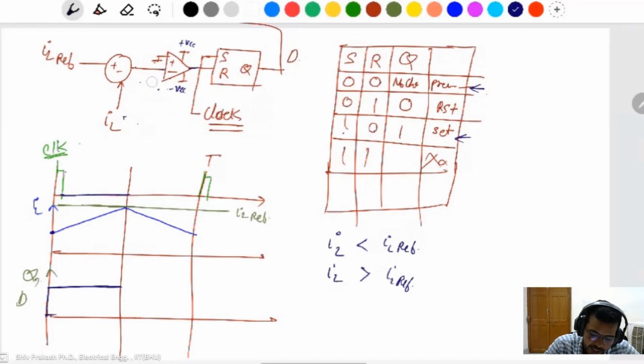It means here is the negative value. Negative value means this is the positive, the higher the negative value. The plus VCC is out. Put up this one, that means reset is on. And reset is on, it means reset is on. Then Q is 0. At that time, this will be 0. It will work like that.